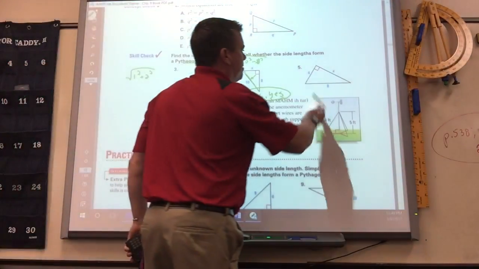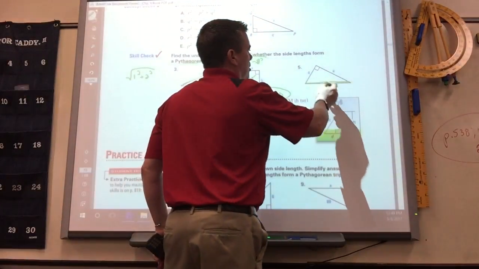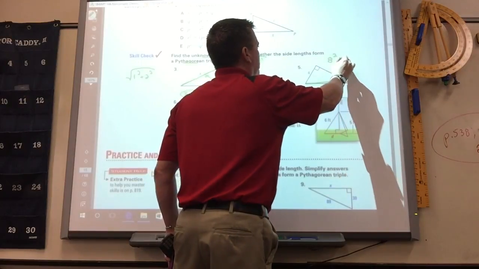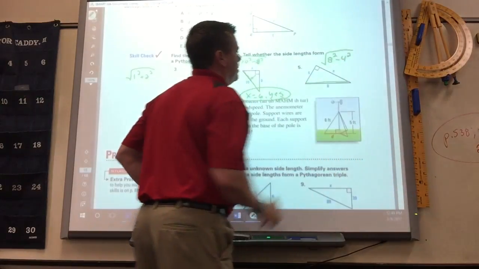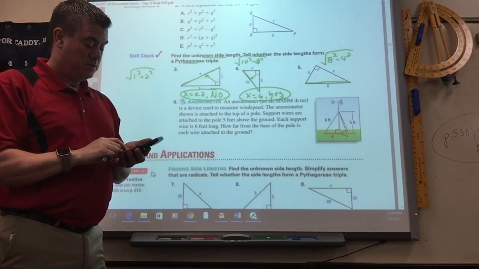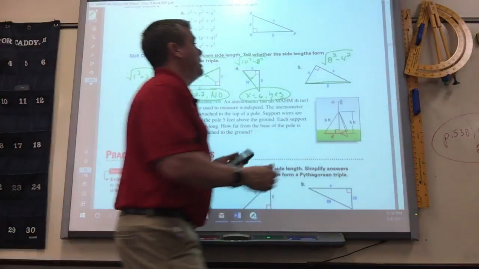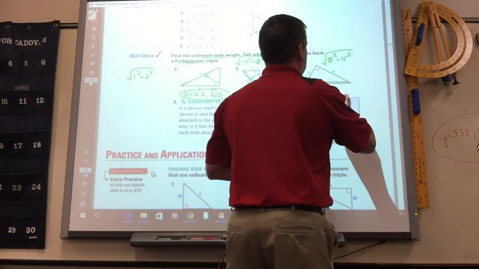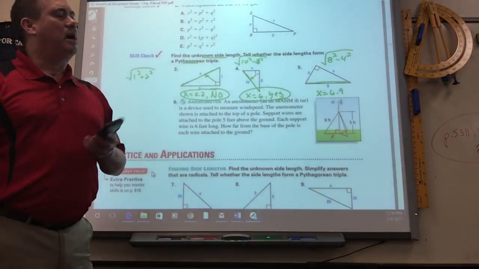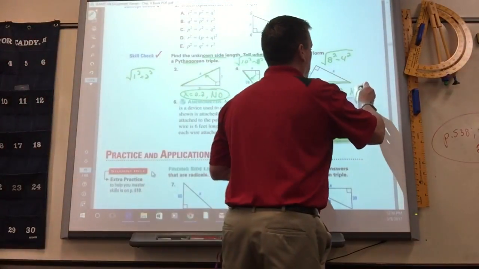So for number 5, here's the hypotenuse. I'm looking for a leg, which means you got to subtract them. So it'd be 8 squared minus 4 squared, square rooted. 6.9. Yes, 6.9. A squared plus B squared equals C squared. So I had to round that answer, which means no.